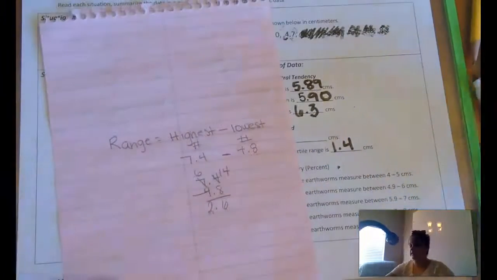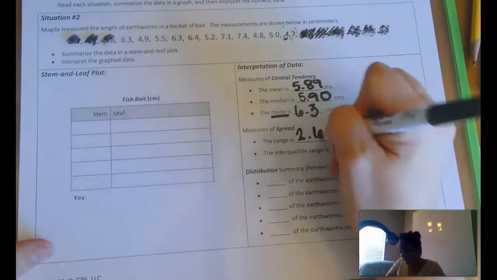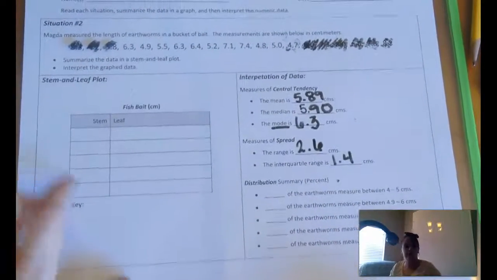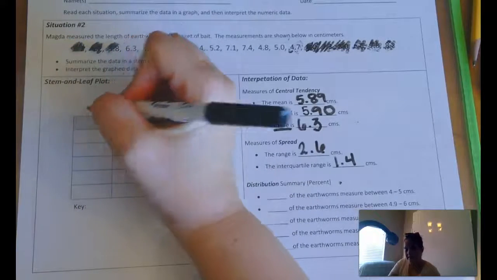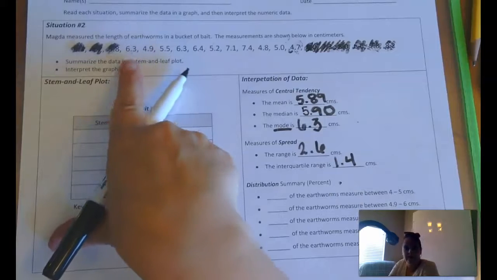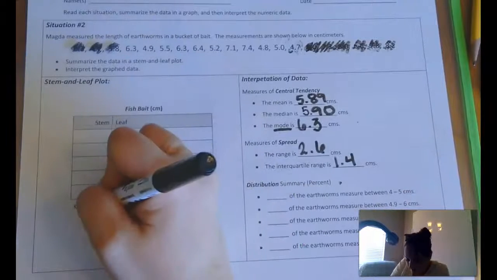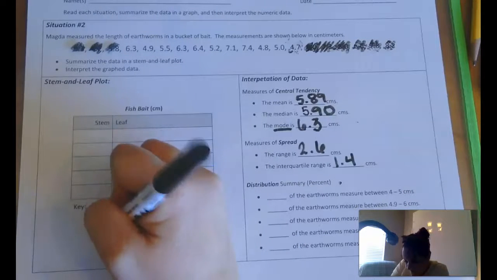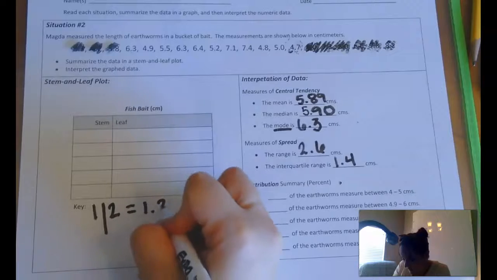2 6/10. Okay, and then over here I'm going to plot them on my stem and leaf. Your stems over here are not going to be your tens and ones, it's your whole number versus your decimal. So my key down here needs to say that. So let's say if I had a number like this, 1/2, that would be 1 2/10.